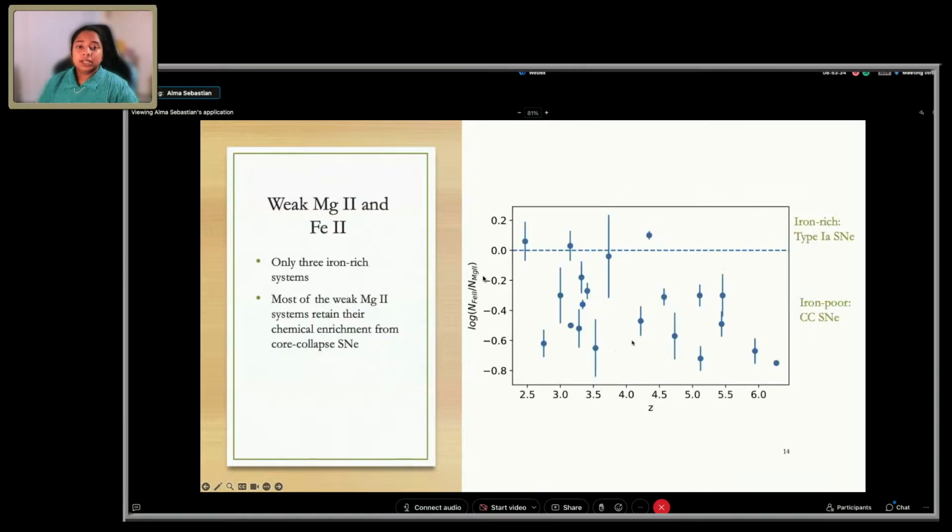We also looked at the association of these weak Mg2 systems with Fe2 and found that only 3 of the weak Mg2 systems with Fe2 are iron-rich, while the rest of them are iron-poor. This indicates that most of the weak Mg2 systems with Fe2 retain or obtain their chemical enrichment from the core-collapse supernovae of early massive stars in the universe.